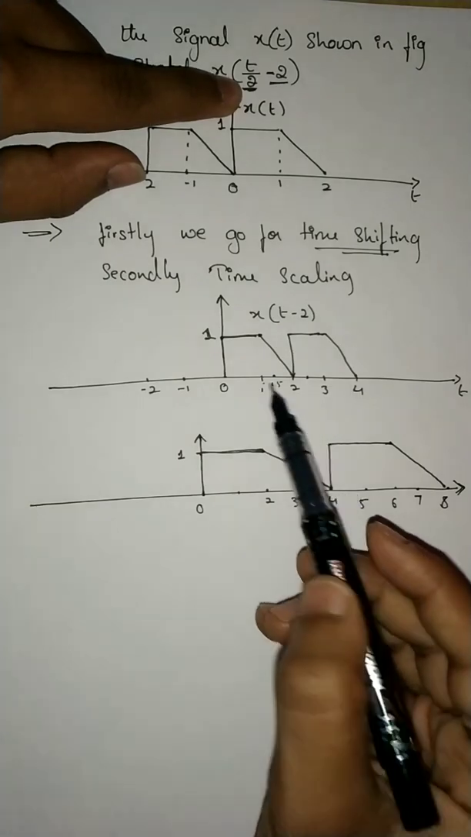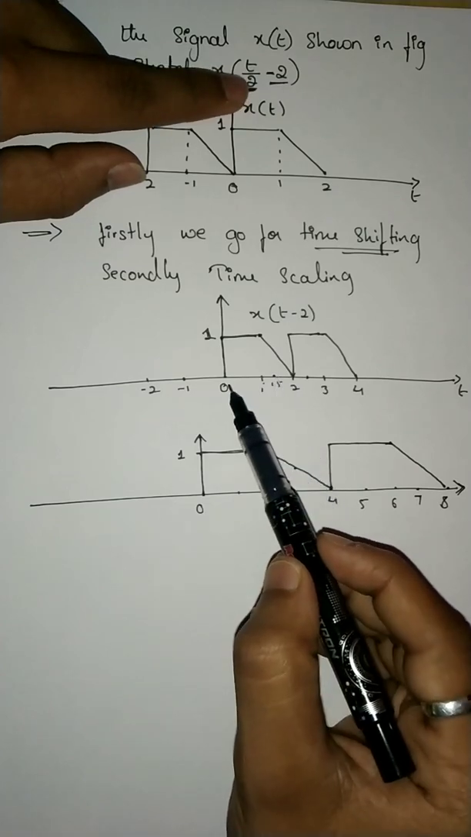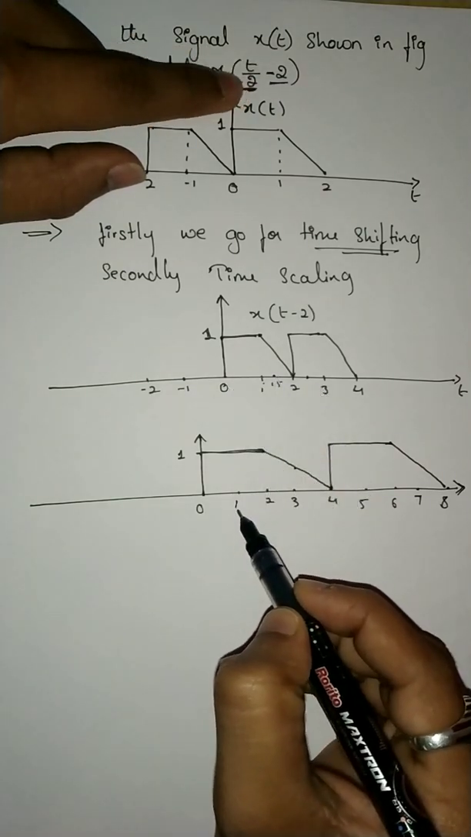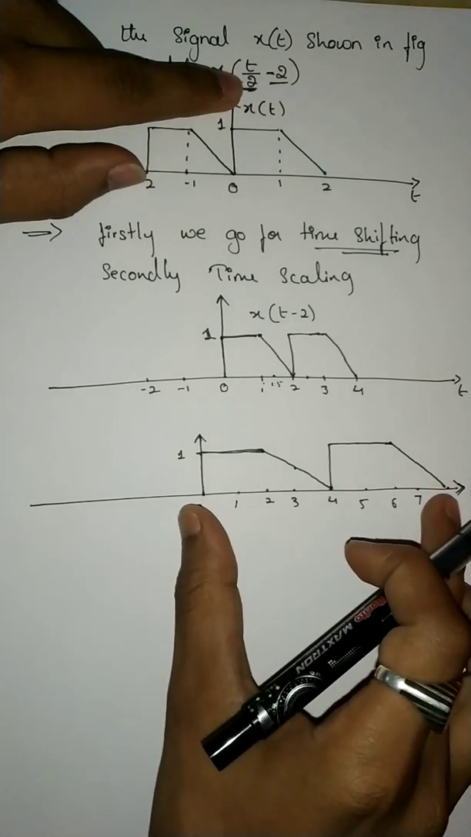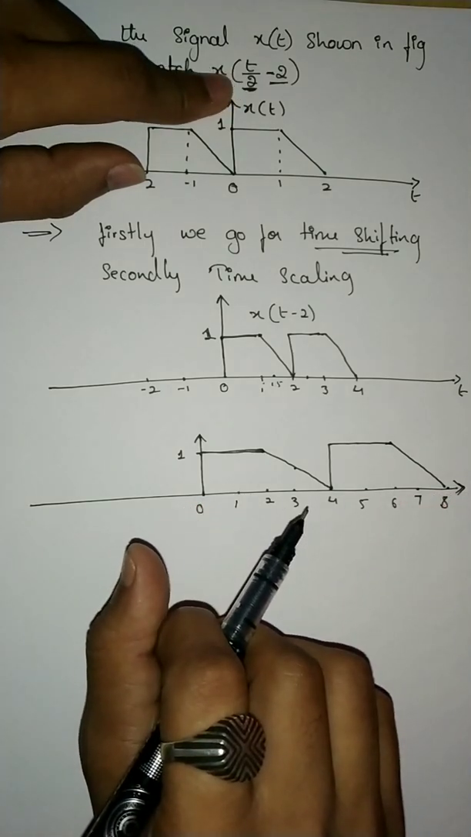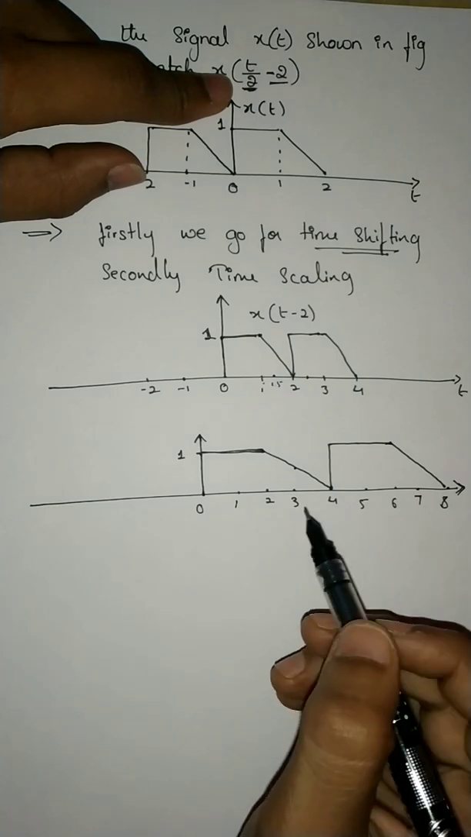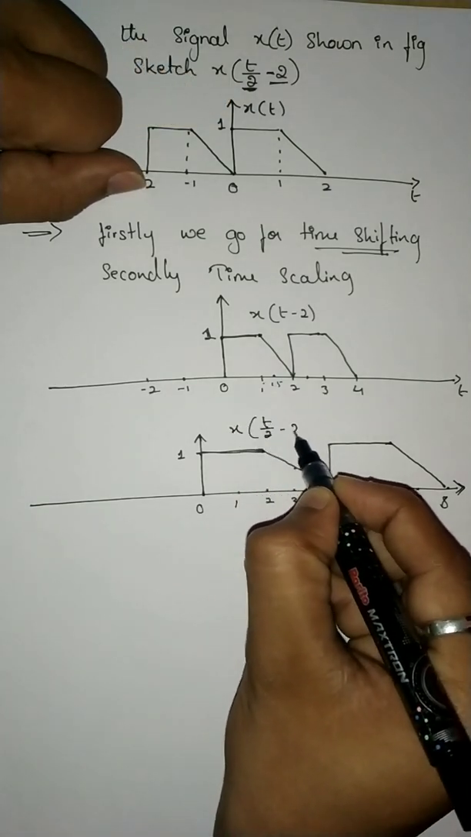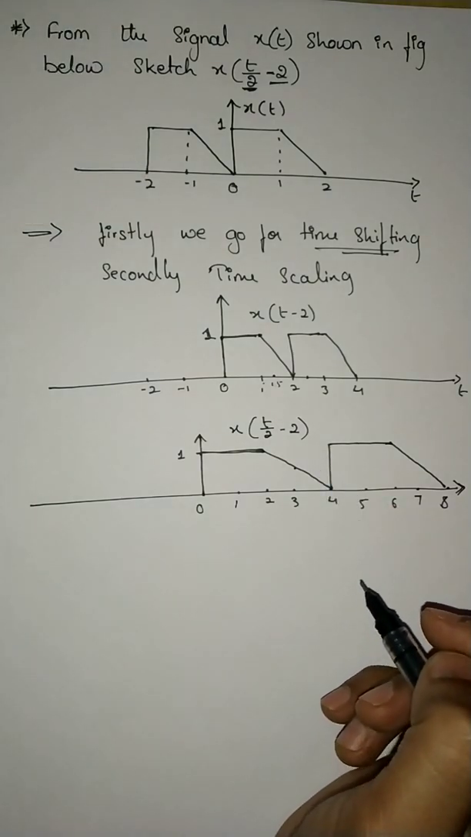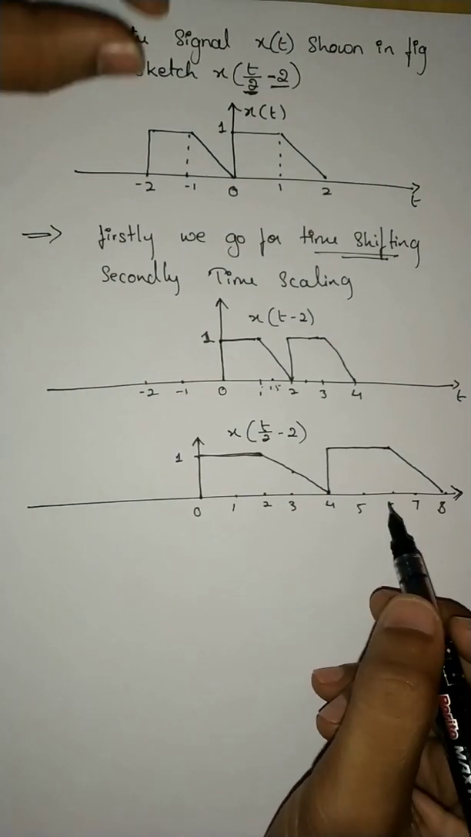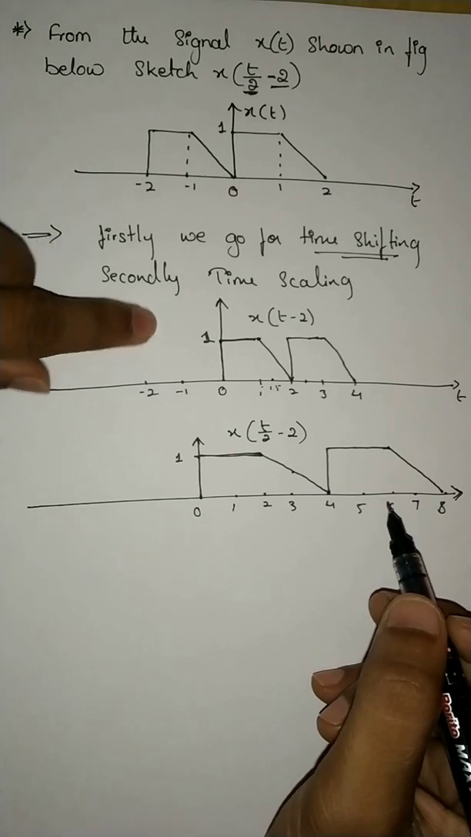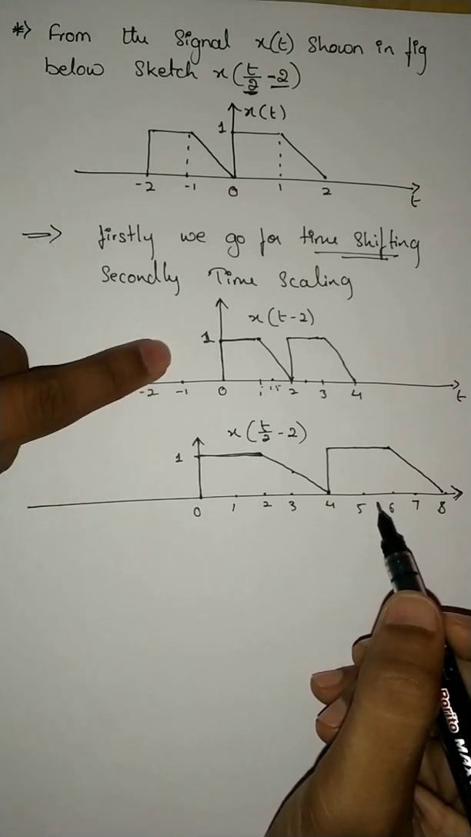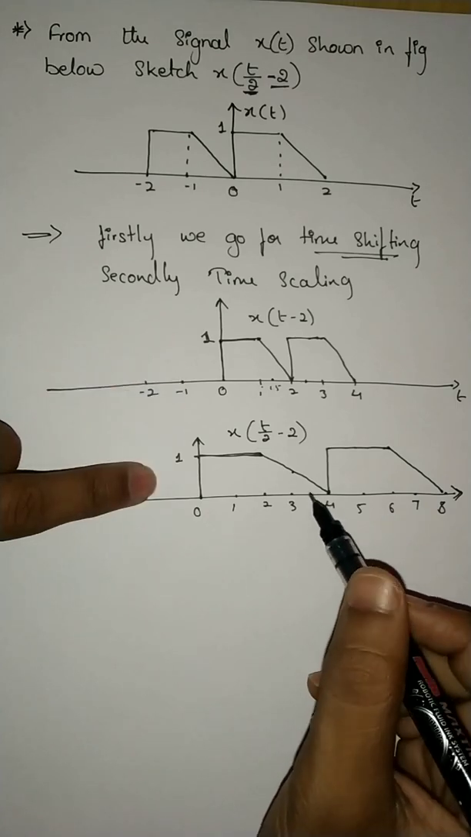Only for t by 2 we are going to multiply the time scale by whatever the parameter that we are having here, so that the signal gets expanded. Hope you people understand it clearly. Now we got x of t by 2 minus 2, which is the required signal. First we are going to do the time shifting, later we are going to do the time scaling.